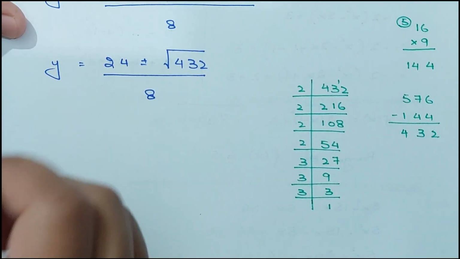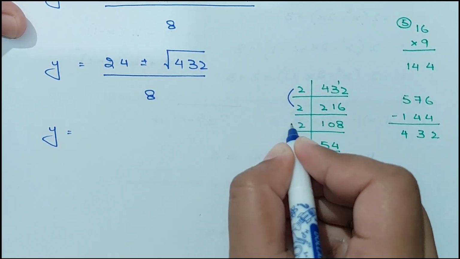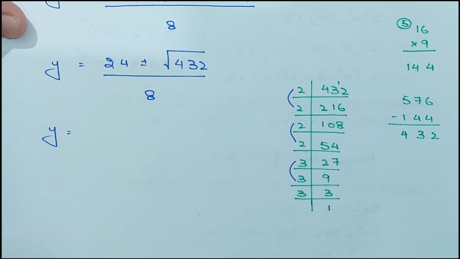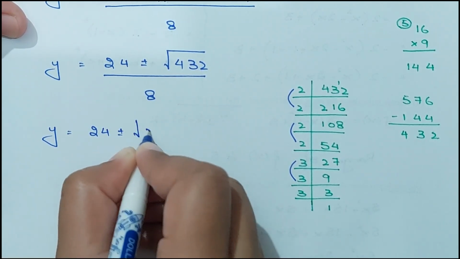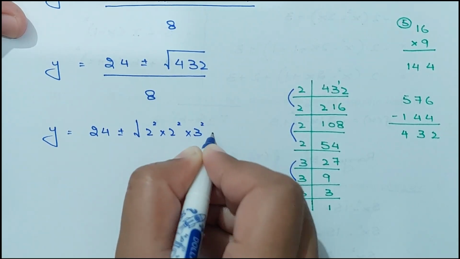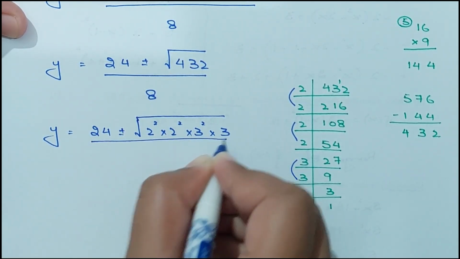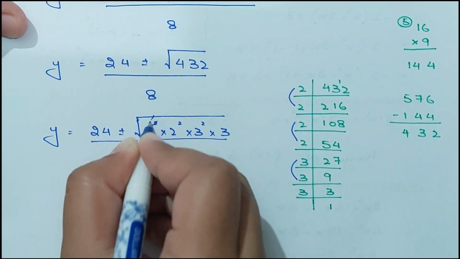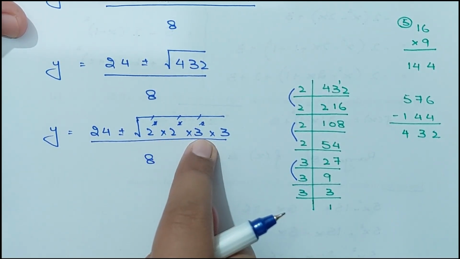Let me write this down. So y is going to be, we have 2, 2 and a pair of 3s. So 24 plus or minus the root of 2² times 2² times 3² times 3, divided by 8. So the square and the square root cancel out. 2 times 2 is 4, and 4 times 3 is 12.